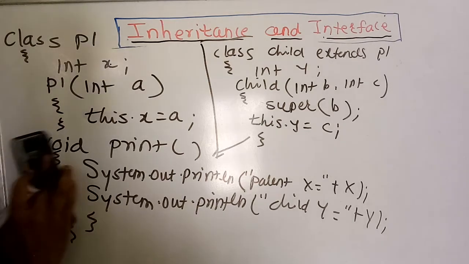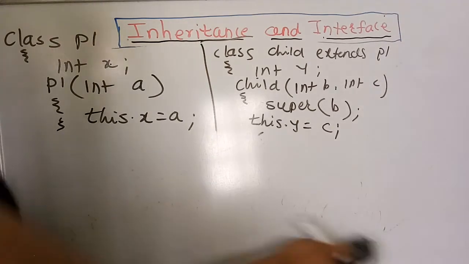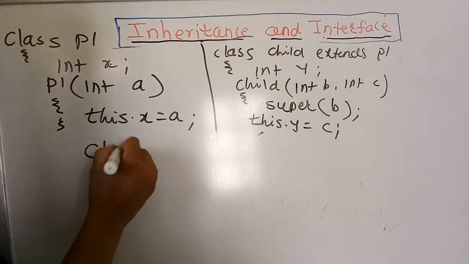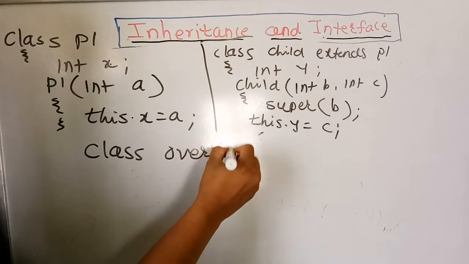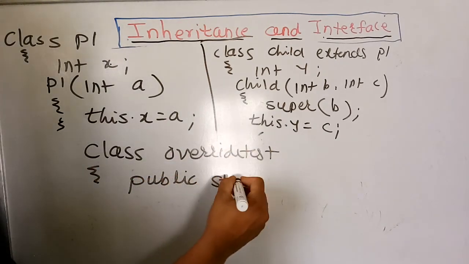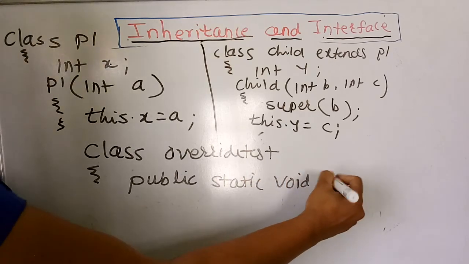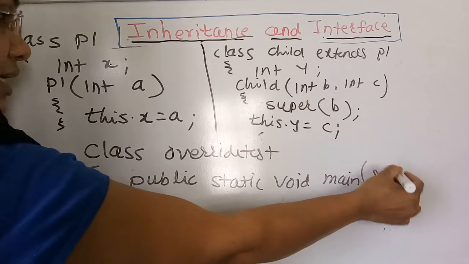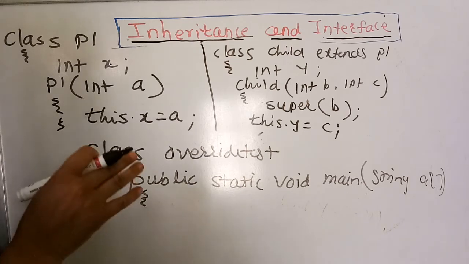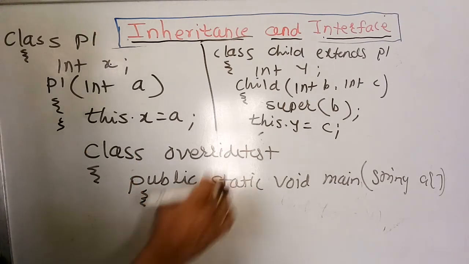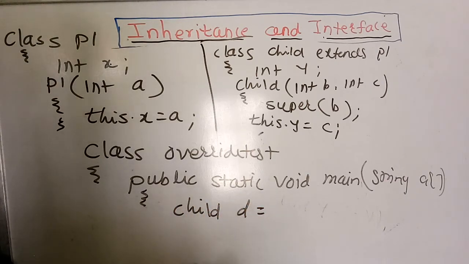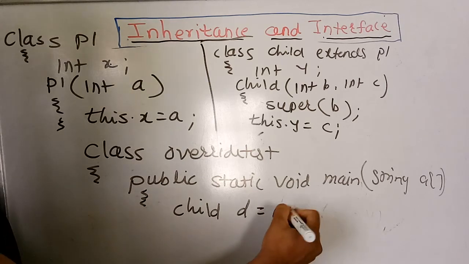Now we will write a separate class, or we could write the main method in the same class, but we will take another class, class OverrideTest. Here we will only create the main method, public static void main(String[] args). Which is the actual bottom class? That is the child class. So we will create the object of it: Child d = new Child.